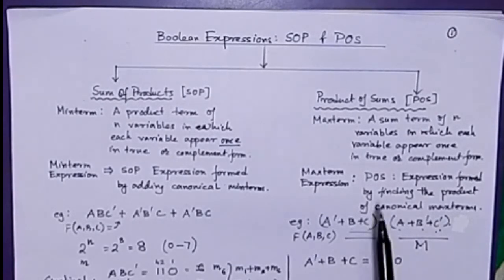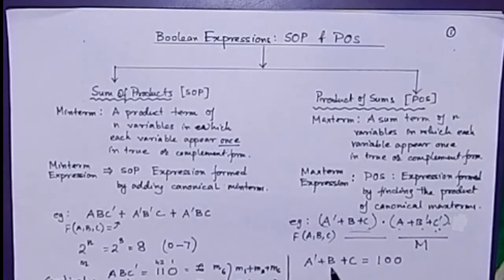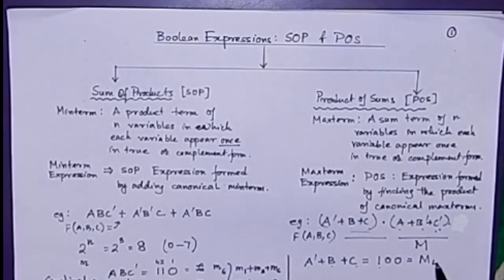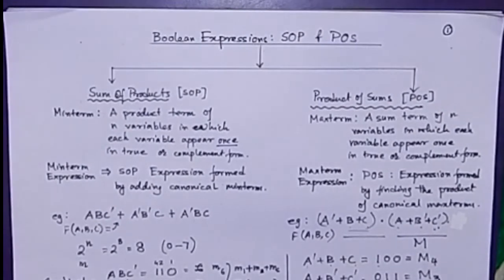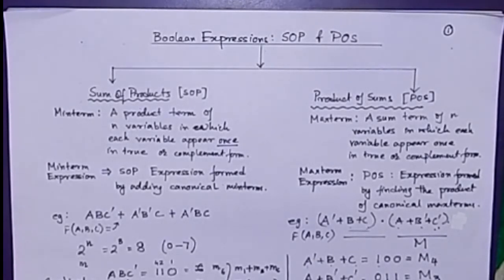100. When we have come to POS, that is the product of sums, the complemented form is 1 and the true form is 0. So here A dashed will be 1 and B and C will be 0. So this is equal to 4. So this is M4, and the other term is A plus B dashed plus C dashed, which is equal to, A is the true form, that means 0, 1, 1, which is equal to 3. So M3. So this function can be written as either M3 plus M4, or it can also be written as pi of 3, 4. This is the cardinal form of this expression.